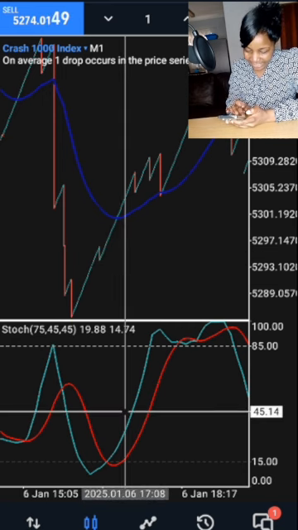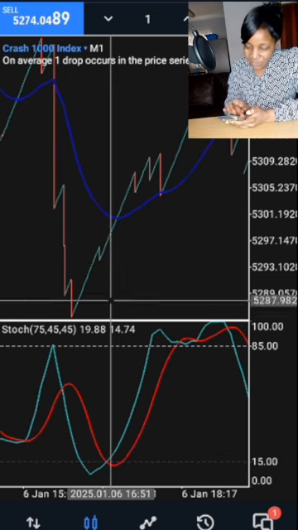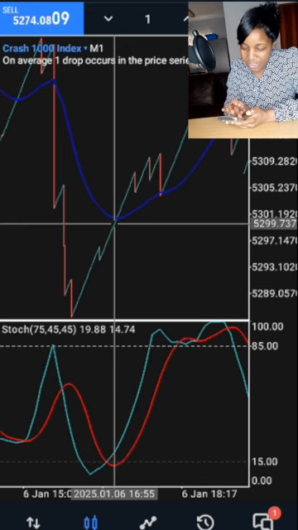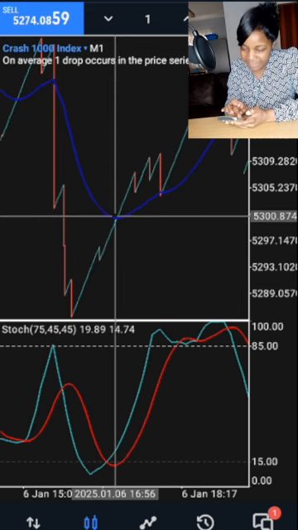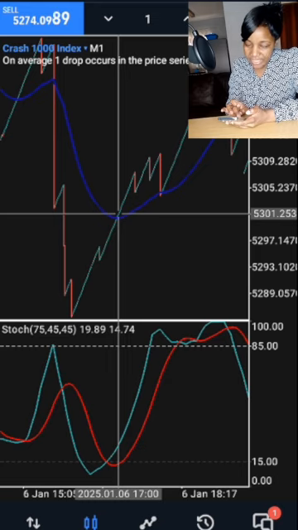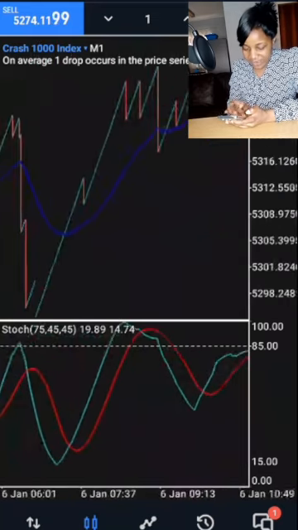Here, this is another perfect entry. As you can see, there is the crossing of the red and green line on level 15, and there's confirmation from the main chart whereby the candlesticks or the price has crossed the blue line, which is the moving average. When this happens, we execute our buy in crash 1000. You take 5 to 10 candles. Let's look for another perfect entry.